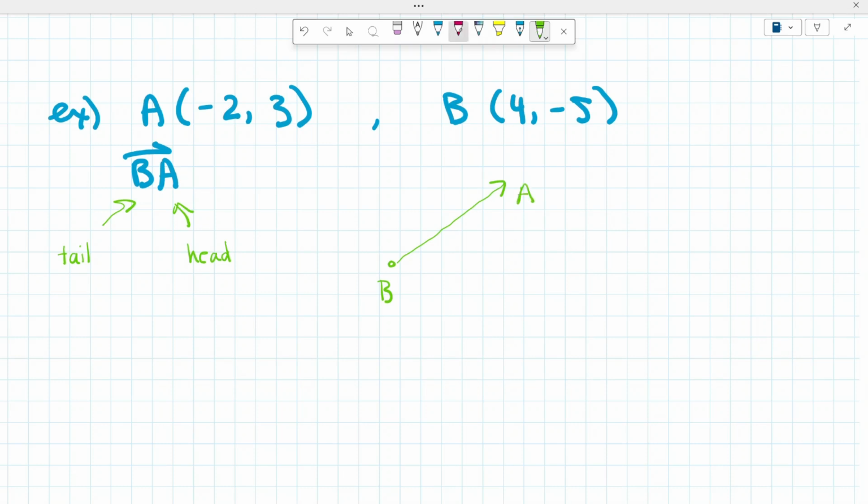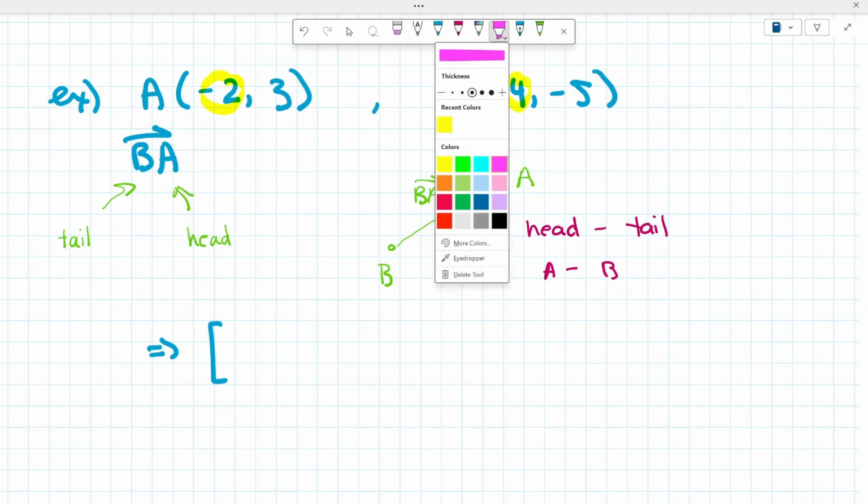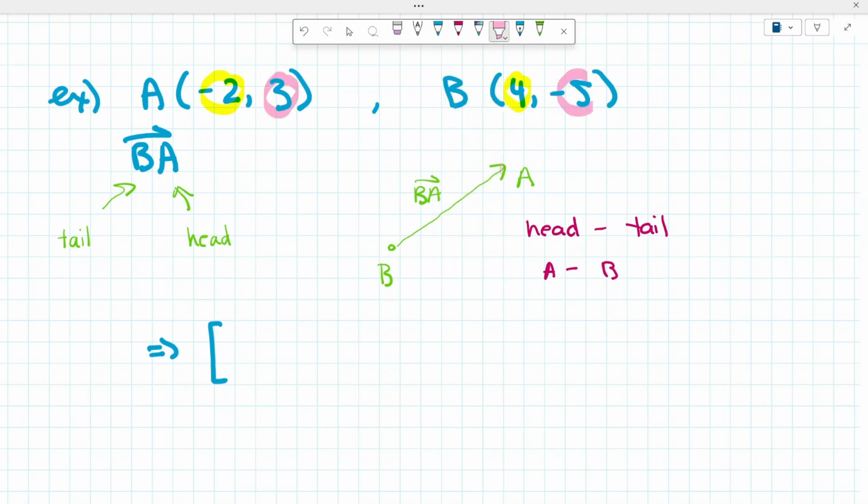Well, how do you find this? In order to find vector BA, which is this one over here, we want head minus tail. So that means we're going to do point A minus point B. And we have A and B right there. So let's just do that simple subtraction. Note that we're doing it element by element. So we subtract the x's together as one pair, and then secondly, we subtract the y's together.